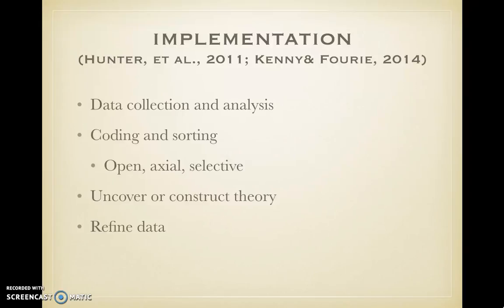The implementation of grounded theory involves four steps: theoretical sampling, constant comparison, saturation, and memo writing. The data collection and analysis occur simultaneously, ultimately uncovering a theory. The data is coded and sorted. Types of coding include open, axial, and selective coding, mainly through the Straussian grounded theory method. The theory is uncovered, according to Glaser and Strauss, or constructed, according to Charmaz. Then the data is refined. The data should reinforce or adjust the theory so that by its conclusion, no new data should be able to refute the theory.